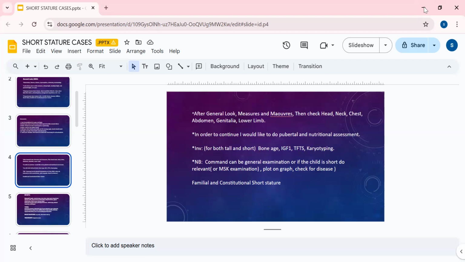normal variant short stature. And this will include either constitutional or familial. And as Dr. Jasmine mentioned, what will be the difference? In familial, the family will be short, the parents will be short, and the bone age and the chronological age will be equal. Whereas in constitutional short stature, the parents are tall.